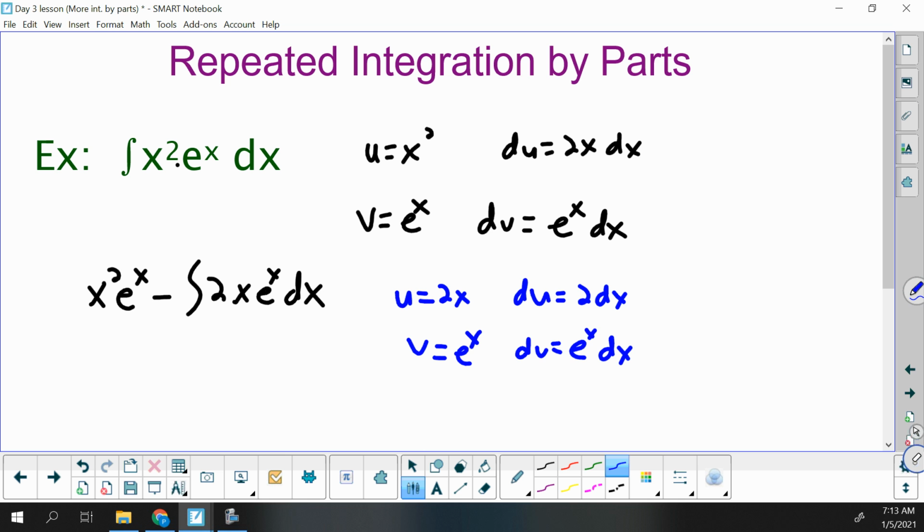Now, the thing you have to be careful about here is that minus is going to have to distribute through to the entire thing that we get for this integral. So we're going to have x squared e to the x minus, and then start a parenthesis. We'll have our uv, so that'll be 2x e to the x minus the integral of v du. So that'll be 2 e to the x dx.